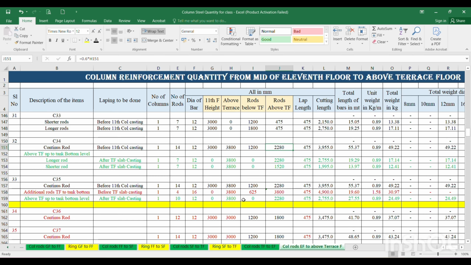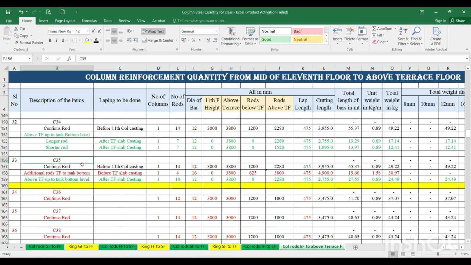So after that, what you have to do? For the remaining part, 0.4 times of 3800, I am making some longer rod and shorter rod. This rod can be lapped after the terrace floor slab casting. Out of 14, 7 plus 7, same 12 mm dia. There is no 11th floor height. So above terrace floor height is 3800. In that 3800, 50% is 0.6 and 50% is 0.4. And this is the lap length for the below slab.